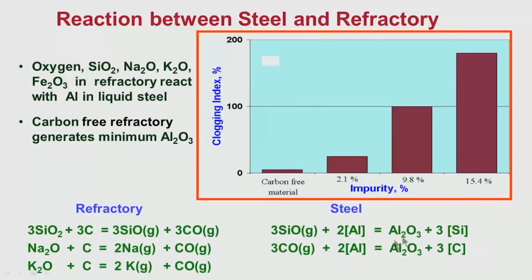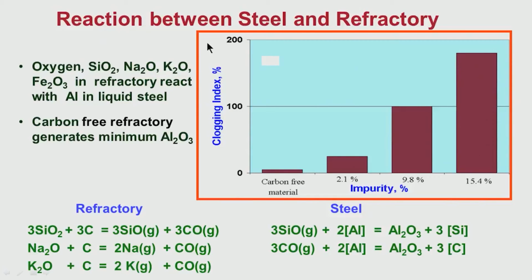Alumina can be present if there is a reaction with oxygen, as I have told several times. Also, it can be present if there are impurities like SiO2, sodium oxide, potassium oxide, iron oxide, and carbon in the refractory, which are reacting with liquid steel. So, refractory has to be quite clean. The impurity level in refractory should be low, then only can we control the cleanliness of steel. So, this is very important.